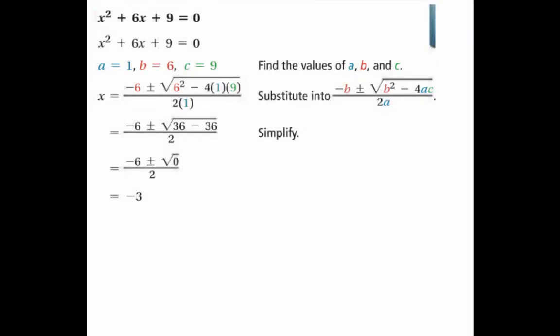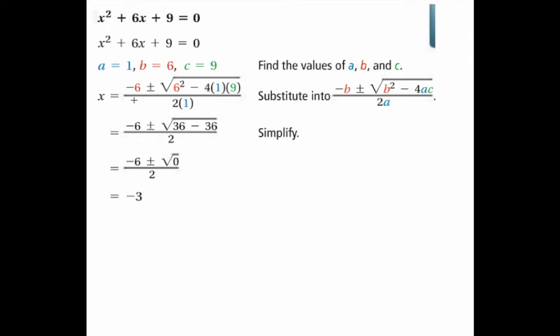All right, so here's another example. In the last example, we got two solutions. So here's one where we're going to get just one solution. So our equation is x squared plus 6x plus 9 equals 0. So the very first thing, identify A, B, and C. Next step is to substitute A, B, and C into the formula. And again, use parentheses here.